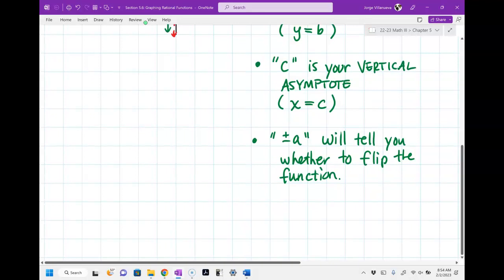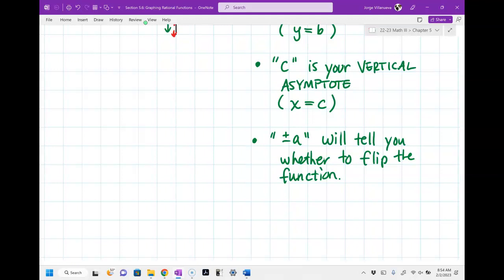You can probably graph each one of these in about 40 seconds, maybe less. It's not going to take long. Your homework should be pretty quick today, assuming you're understanding what we're about to do.